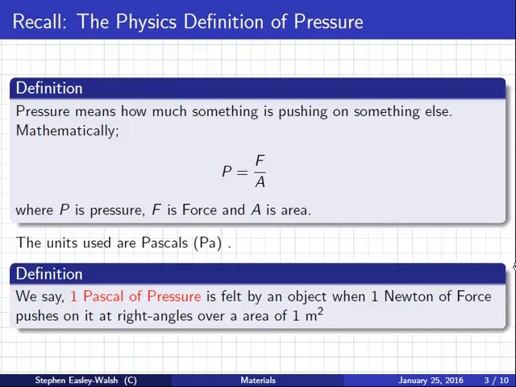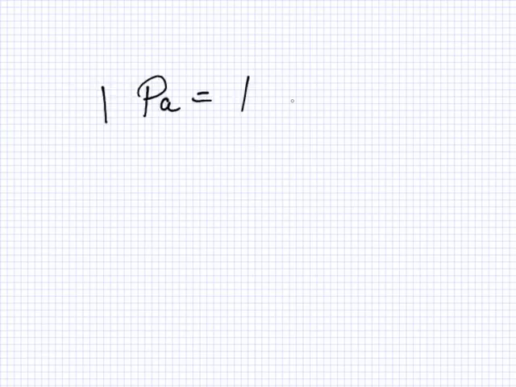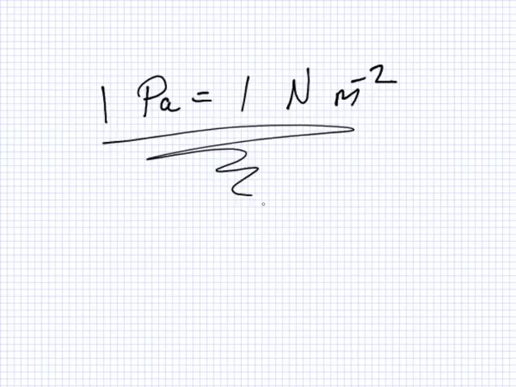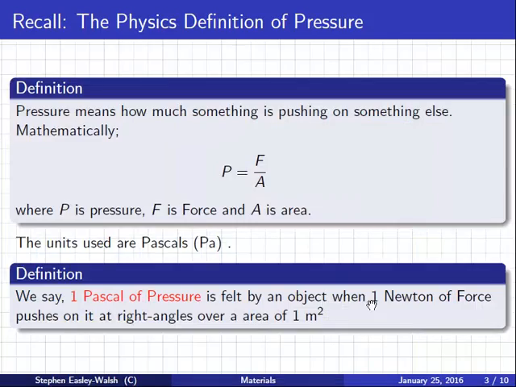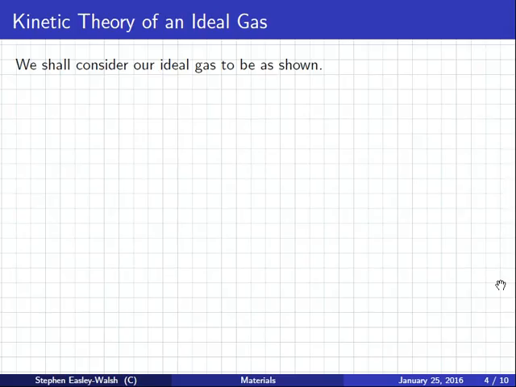1 Newton per meter squared. So if you want, it's like this. 1 pascal is 1 Newton per meter squared. It's the same as 1 Newton per meter squared. Yep, continue. Right. So we shall consider our ideal gas to be as shown.